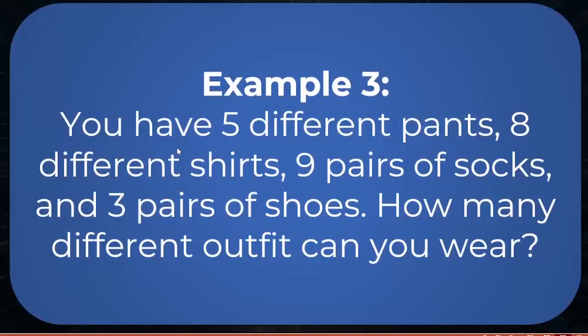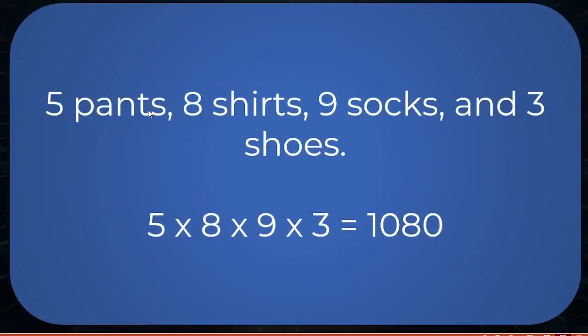Last example: you have 5 different pants, 8 different shirts, 9 pairs of socks, and 3 pairs of shoes. How many different outfits can you wear? We have 5 pants, 8 shirts, 9 socks, and 3 shoes. Simple: 5 times 8 times 9 times 3. The answer is 1080. That is how you solve the fundamental counting principle. You just list down all possible outcomes in each event, then multiply them. So that's it.